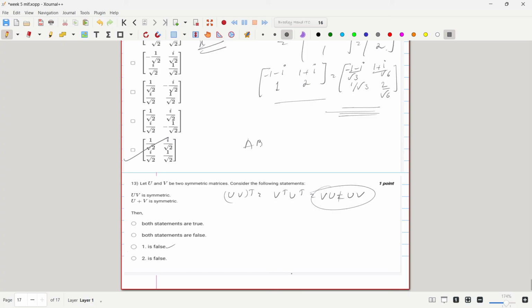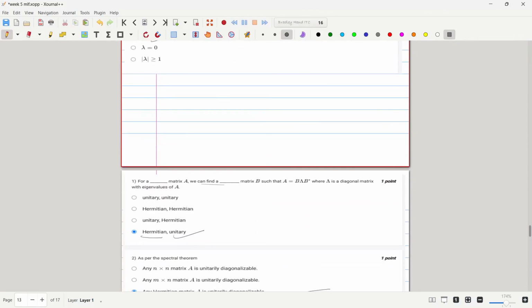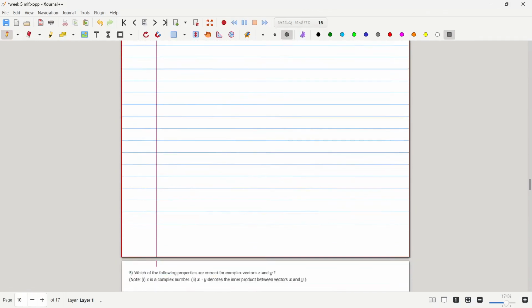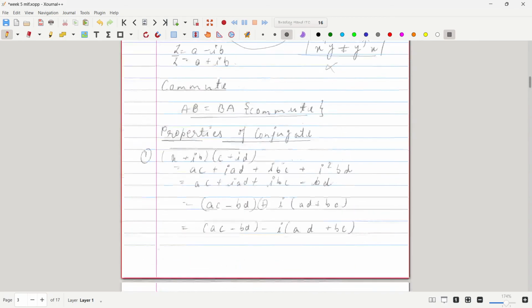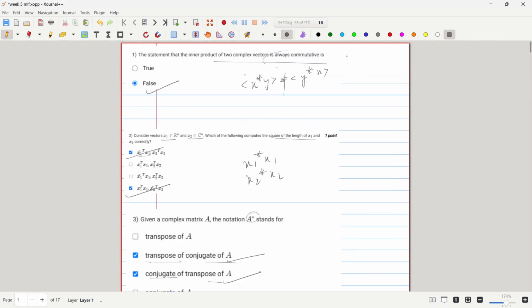See, generally AB transpose is equal to AB. That is for real numbers. But here we are dealing with complex numbers. For complex numbers, generally UV is not equal to VU, as we have already seen in the commutative part. X conjugate transpose Y is generally not equal to Y conjugate transpose X.